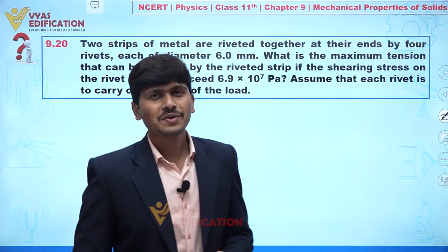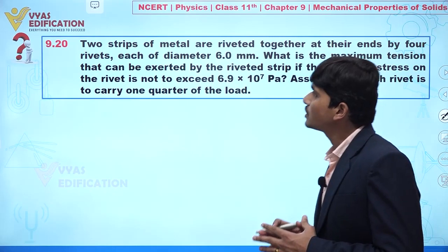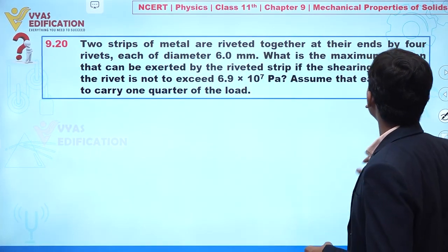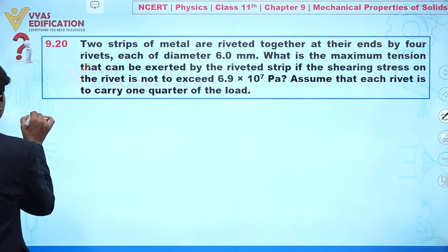Now student, we are going to discuss question number 9.20. In this question, it is given that we have two strips of metal riveted together at their ends by 4 rivets. Clear? So now try to understand this question.